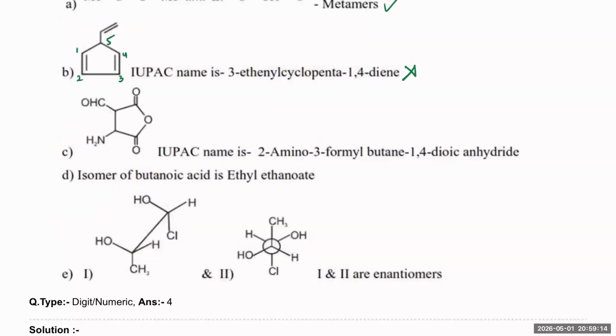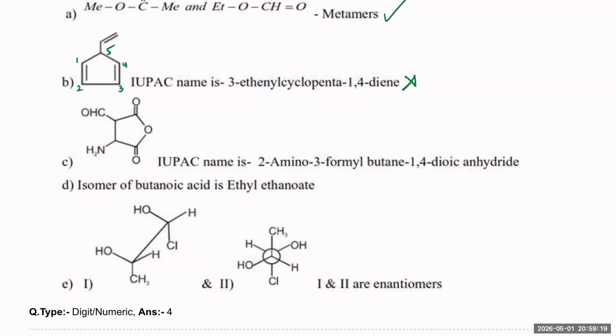Third one, the IUPAC name of this one. This is an anhydride, so you can start numbering from this side, 1, 2, 3, 4 like this, or you can start with 1, 2, 3, 4 like this. But to decide that, we need to check which one comes first in naming, alphabetically. A comes first and F comes later, so alphabetically A will come first. So the correct numbering will be 1, 2, 3, 4.